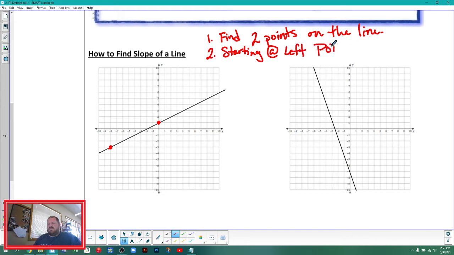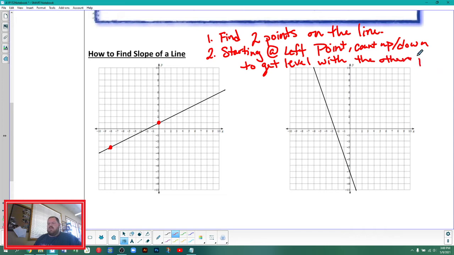I'm going to count my way up. I'll say up or down to get level with the other point. And here's how I think of that with the other point.